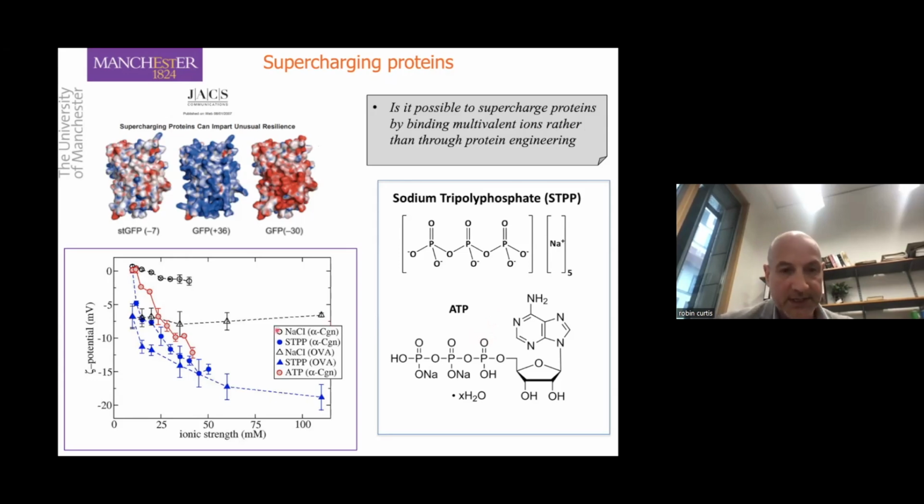And so in this case, we measured the zeta potential for a couple of different proteins, chymotrypsinogen and ovalbumin. And we showed that when you compared sodium chloride to the tripolyphosphate or ATP, you could really see that you reduce the zeta potential much more readily with ATP or STPP. So you could see that these ions were binding to ovalbumin, which is negatively charged, and increasing the negative charge on the protein surface.